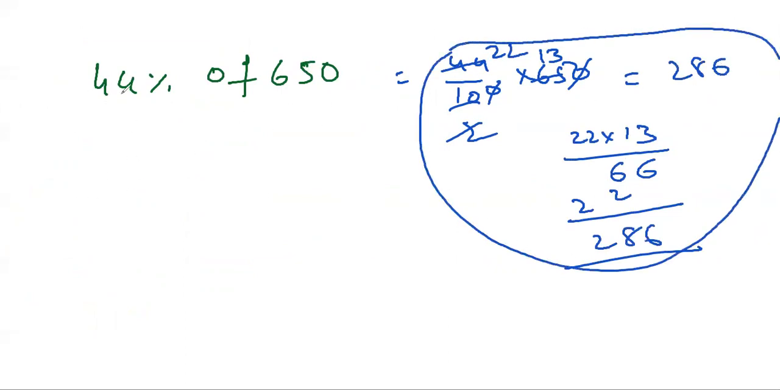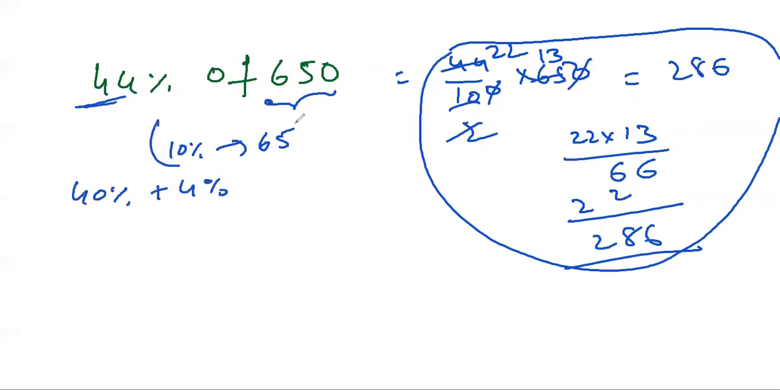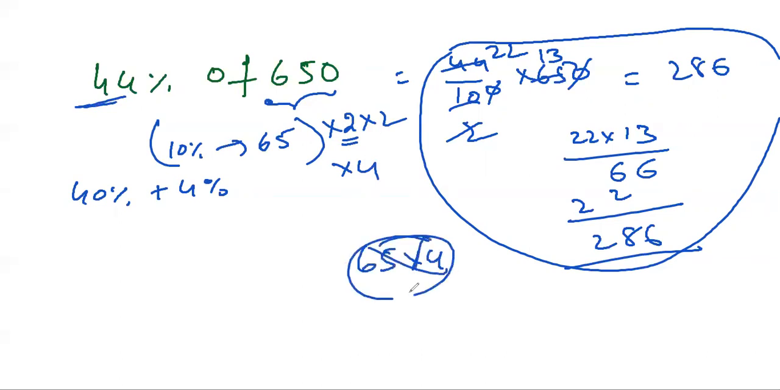With the help of 10 percentage, 10 percent of this is what? 65. This is 10 percentage. But what do you require here? 40 percentage plus 4 percentage. 10 percentage you already knew. Then multiply with 2. Why is it 2? Why is it not directly 4? Because your mindset will be like this: 65 into 4, you will feel trouble. But if I say 65 double it, then you can do it very easily, 130. Again double it, 260. Are you doing it in your mind, right? Right now. Same thing I am saying.